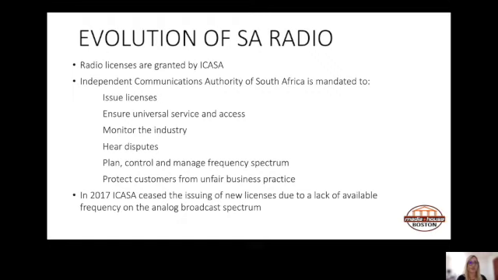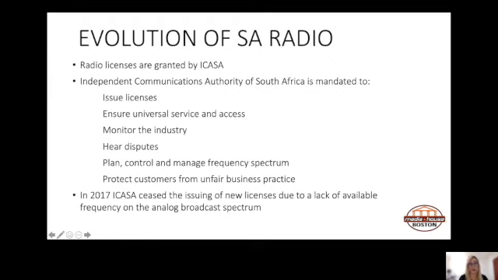So in 2017, ICASA ceased the issuing of new licenses due to a lack of available frequency on the analog broadcast spectrum. There's been a lot of speculation that ICASA has said you can now apply for a license once again. What they did in October of 2020 is open up applications, inviting people who want to pre-register for community sound broadcasting service licenses.